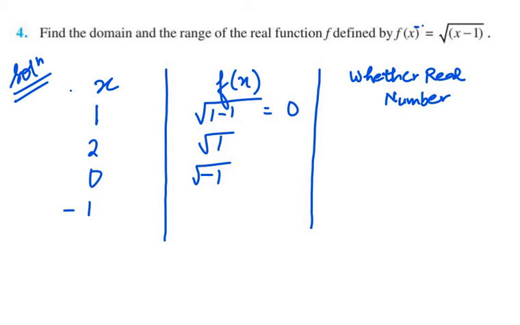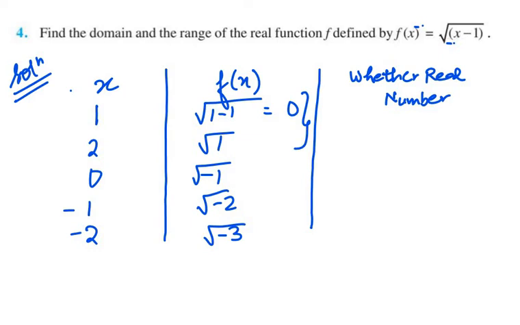If I put x as minus 1 here, it will be under root of minus 2. Now I will check with one more value, that is minus 2. So under root minus 3 will be the f(x). So now you can see that only when we have a positive value of x, we get f(x) as positive.